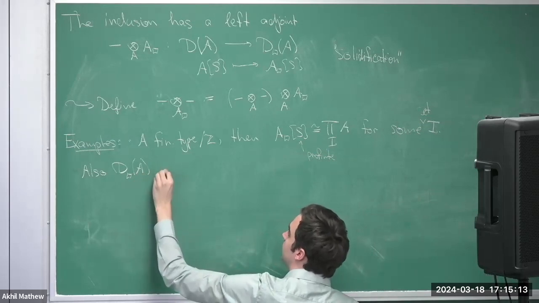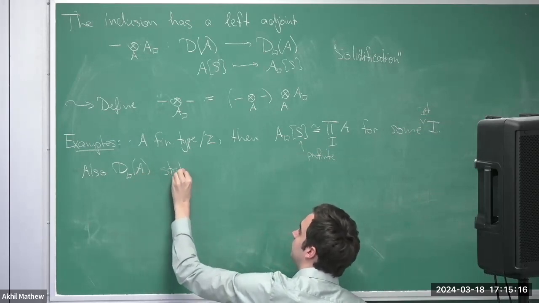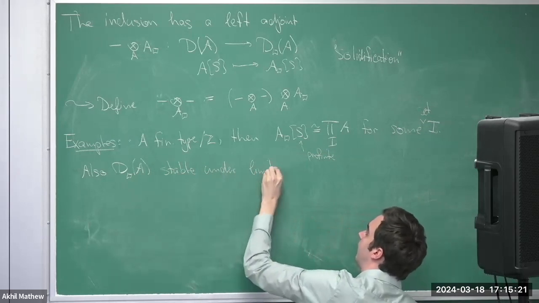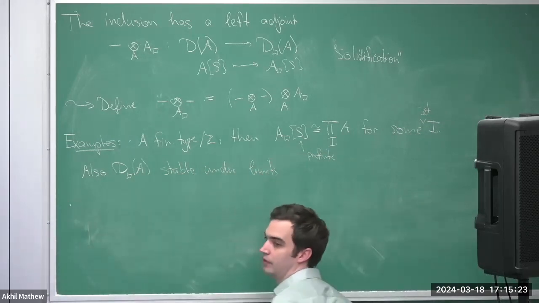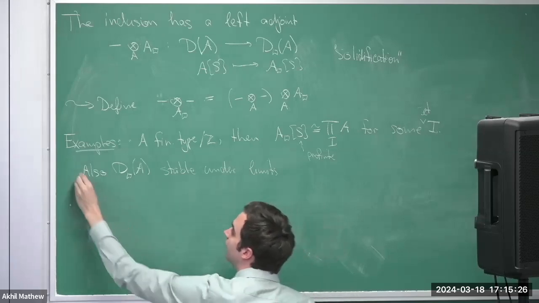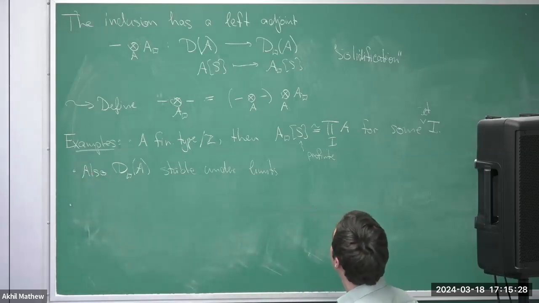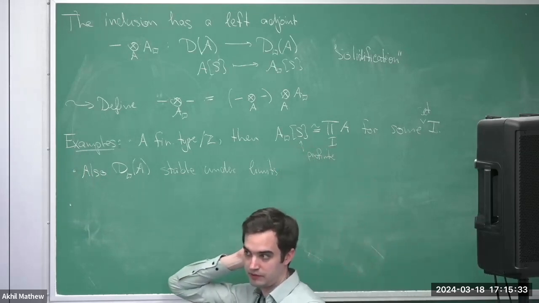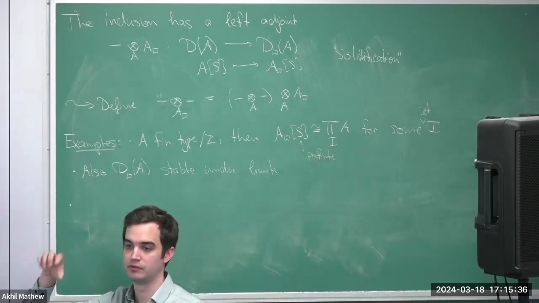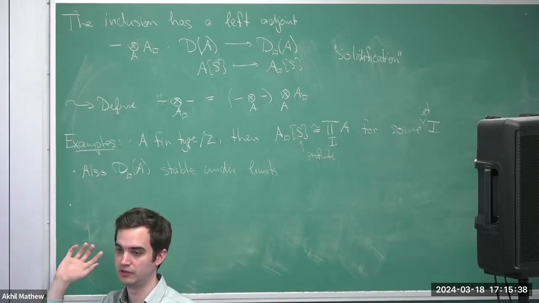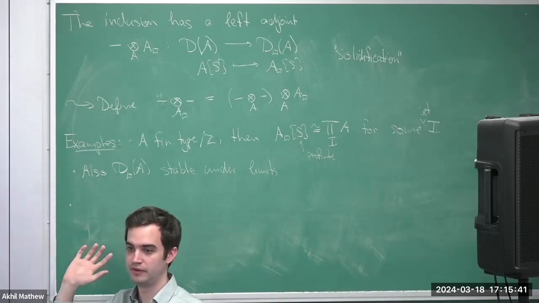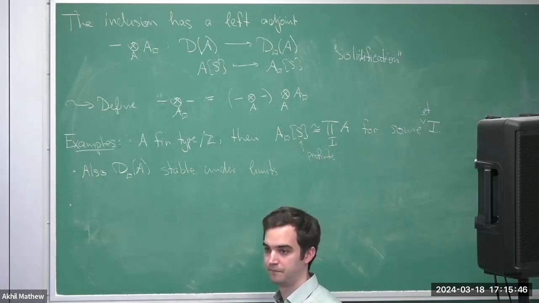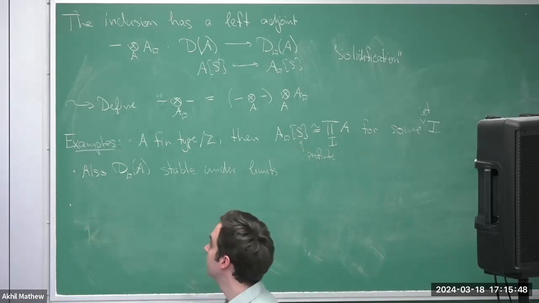Also, D solid of A is stable under limits. If it's finite type, then the solid of S is what? The product of A. Right, this thing you can write is just a product. This is saying something like continuous functions on a profinite set are really, really good, but it essentially implies it. But it's a product, not a sum. So yes, it is a product.